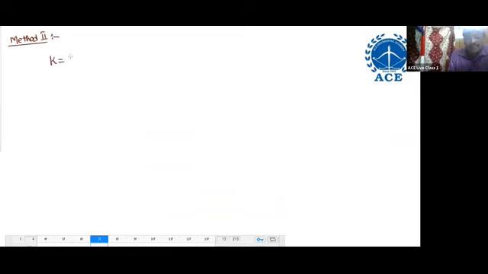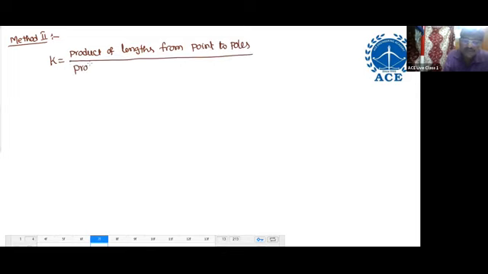K equal to the product of lengths from the point to the poles, divided by the product of lengths from the point to the zeros. This is the one more formula.